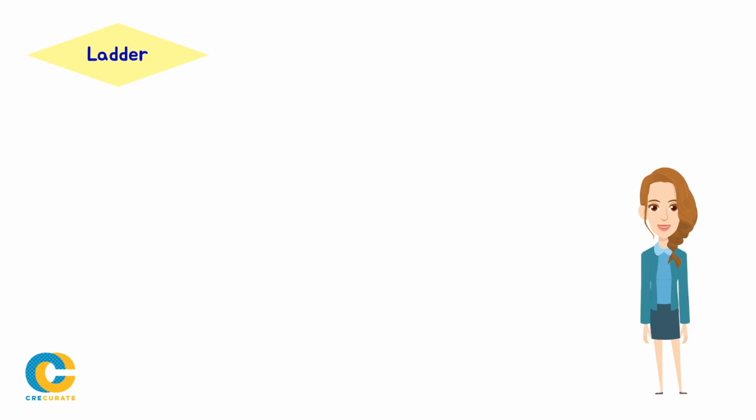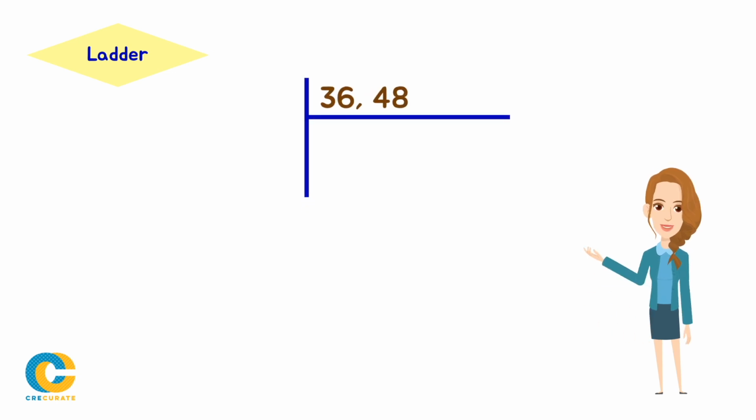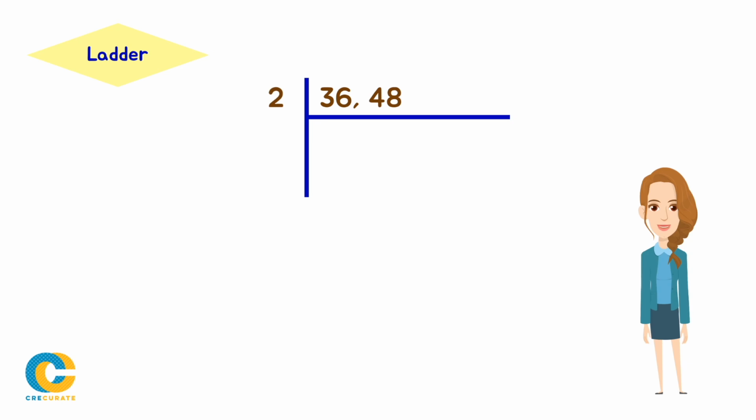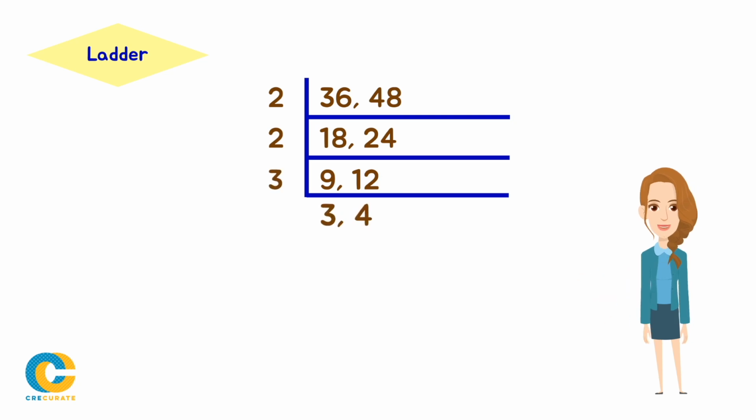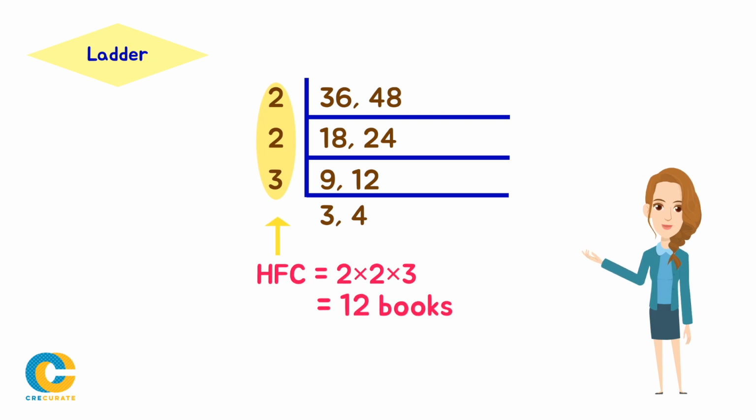Recall the ladder method from our prime factorization video. Instead of having only one number on the ladder, we now place both numbers on the ladder and separate them with a comma. Both 36 and 48 can be divided by 2, so we put the divisor 2 on the left of the ladder and divide both numbers. 18 and 24 can also be divided by 2 to give us 9 and 12. 9 and 12 can again be divided by 3, and that leaves us with 3 and 4. Since 3 and 4 have no common divisor, we stop here. Multiplying the left column gives us our highest common factor of 12.